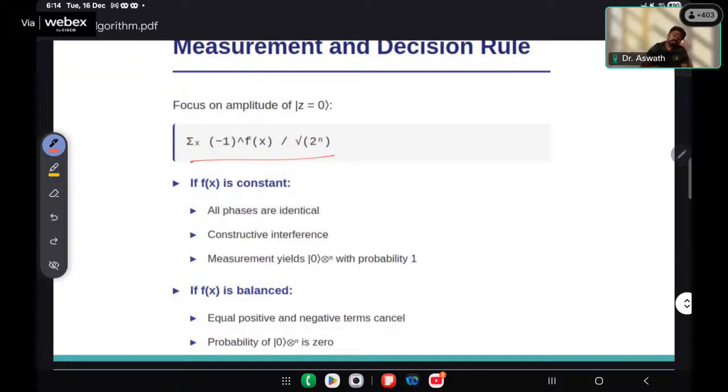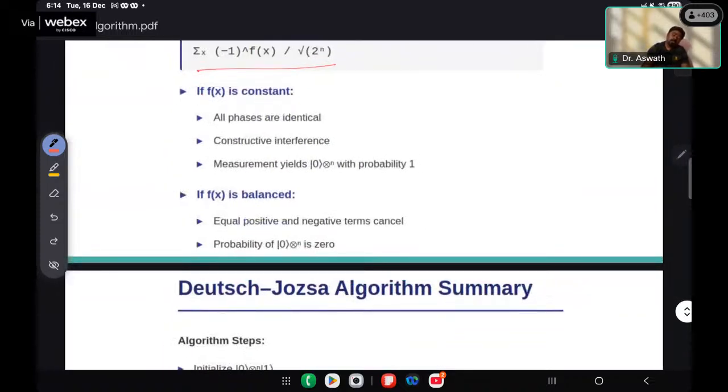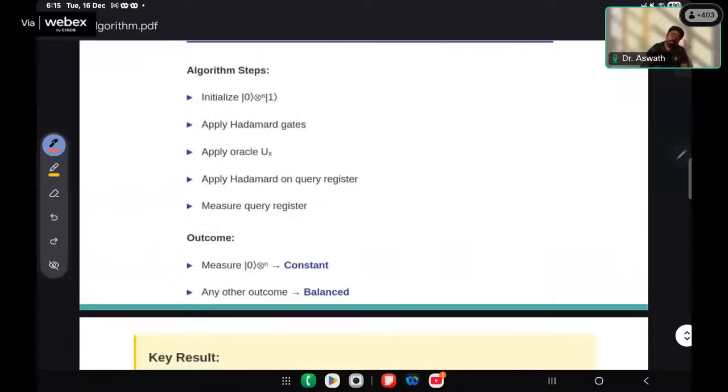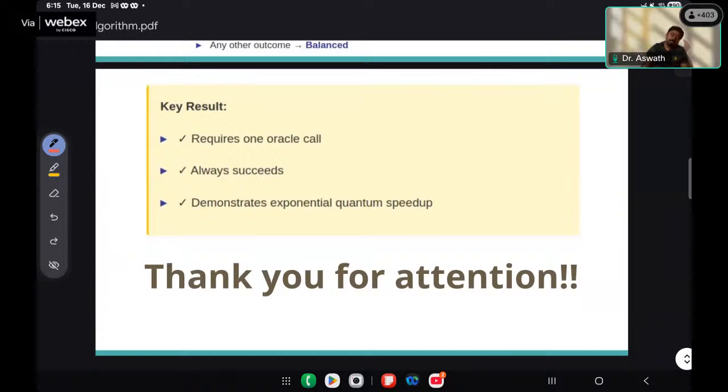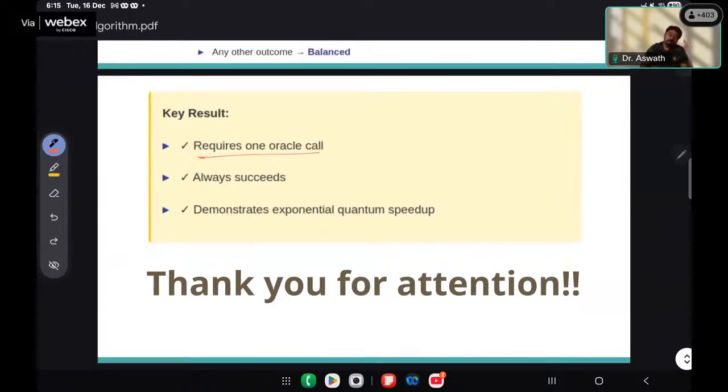If she notices that the amplitude is taking the value 0, that means z is equal to 0, 0 0, and she does not get the outcome. If z equal to 0 0 0 0 appears, she can simply say that f of x is a constant. A summary is again shown here. A key result is that only one oracle call is required, it always succeeds, and it demonstrates exponential speed up.